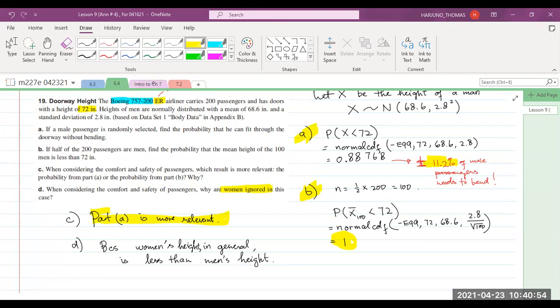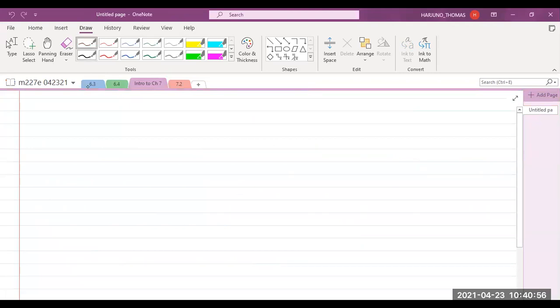Now let's go on to chapter 7. Chapter 7 will consist of 4 parts instead of only 3 parts. This is estimating parameters.